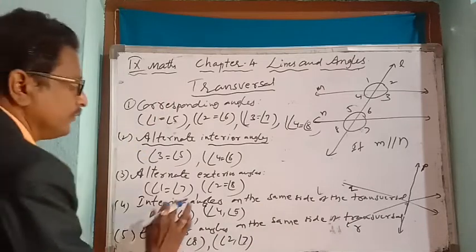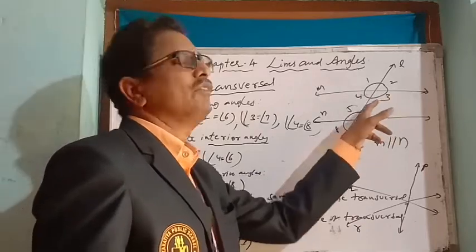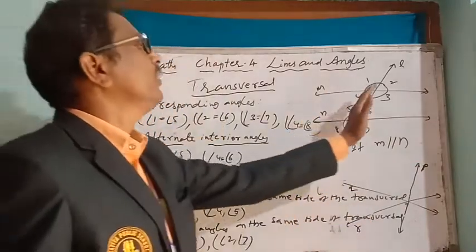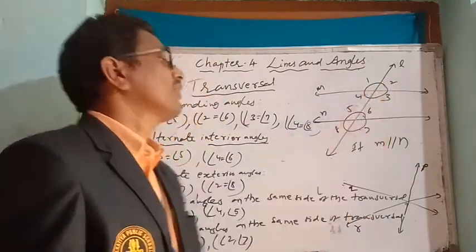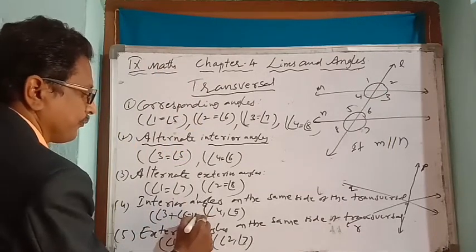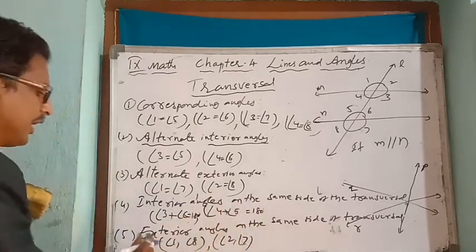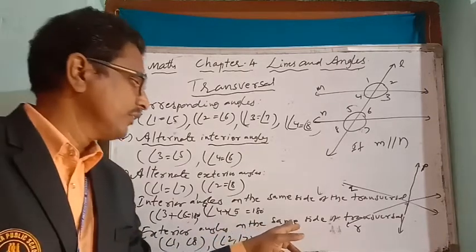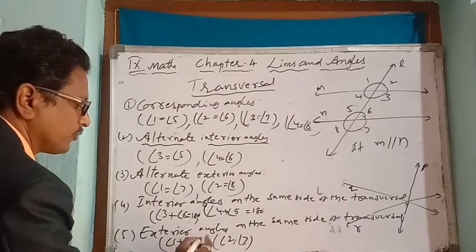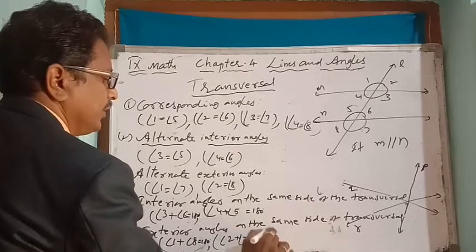Next, what about interior angles on the same side of the transversal? Angle 3 and angle 6: the sum of these two angles equals 180 degrees. If M and N are parallel, the angles on the same side of the transversal are supplementary, meaning their sum equals 180 degrees. Here also angle 4 plus angle 5 equals 180 degrees. Similarly, exterior angles on the same side of the transversal are also supplementary: angle 1 plus angle 8 equals 180 degrees and angle 2 plus angle 7 equals 180 degrees.